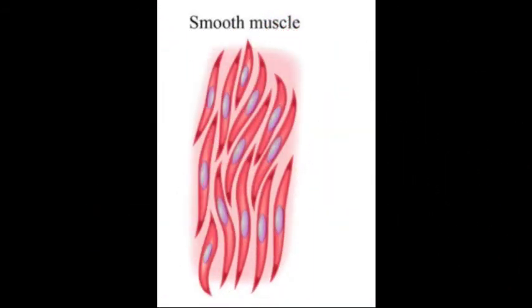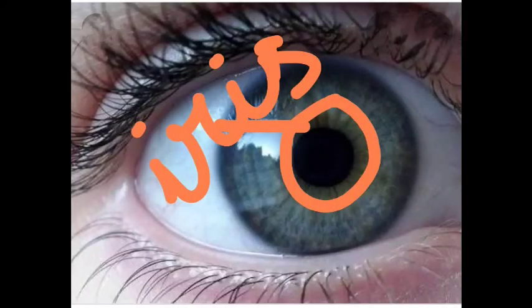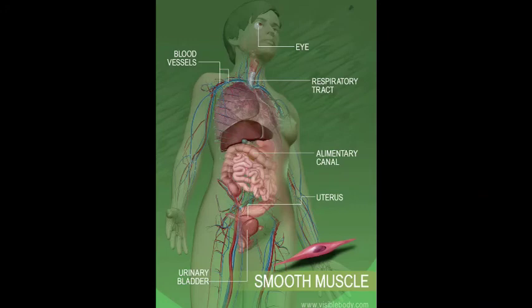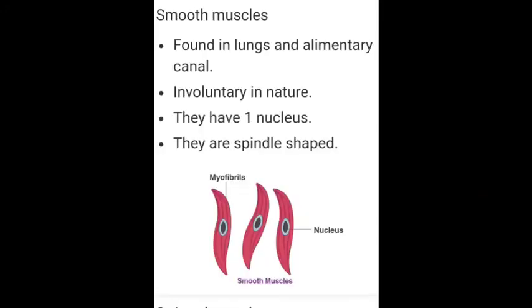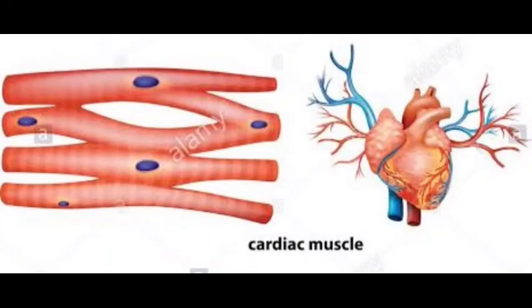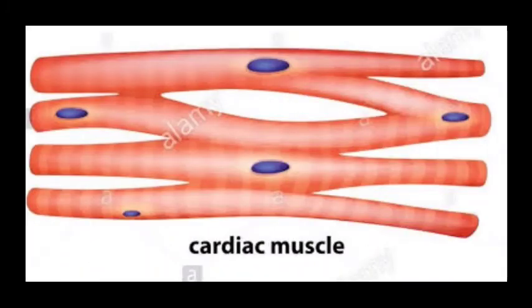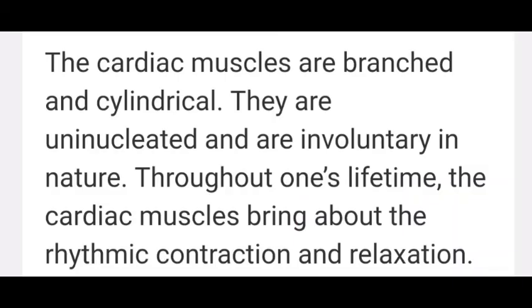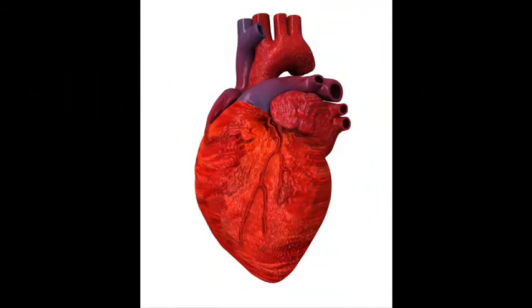Smooth muscles or involuntary muscles, they control movements in the iris of the eye, in the ureter, in the bronchi of the lungs. The cells are long and pointed, spindle shaped and uninucleate, that is, having a single nucleus. Cardiac muscles. Heart muscle cells are cylindrical, branched and uninucleate. These are involuntary muscles, also known as cardiac muscles. Rhythmic contraction and relaxation of cardiac muscles help in the pumping action of the heart.